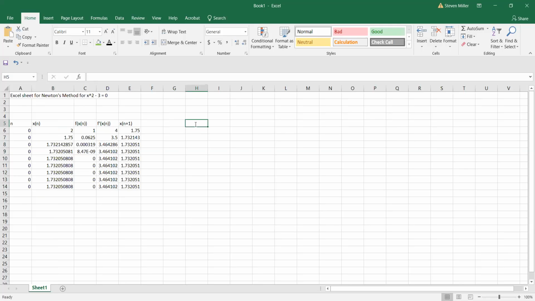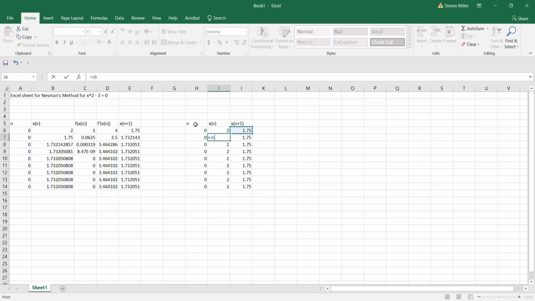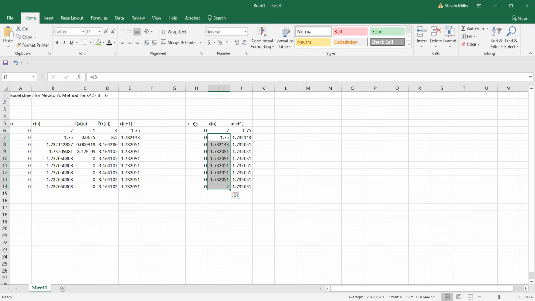Another way we could do it is: here's n, here's xn, and then we could just use the formula we developed, here's xn+1. And so n is 0, we start off with 2, xn+1 would just be equal to 1/2 times (xn plus 3 divided by xn). And we just fill down. I'll just change this one to be over here. And now when I fill down, we can see again how rapidly this is converging.